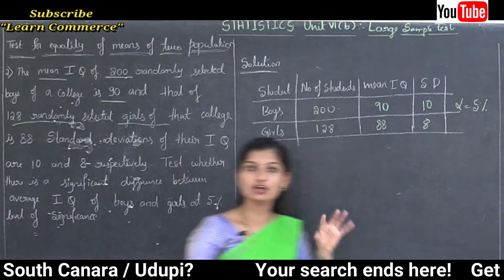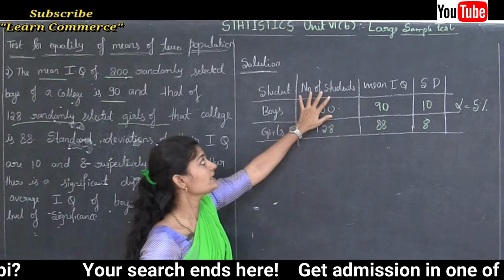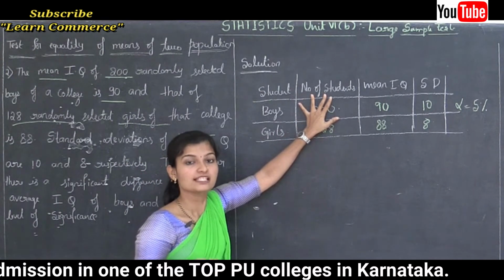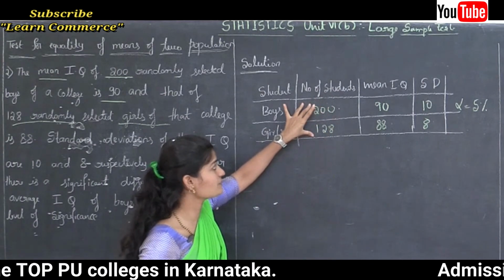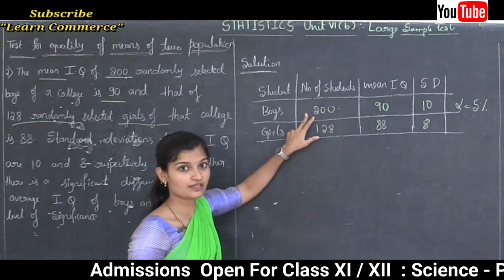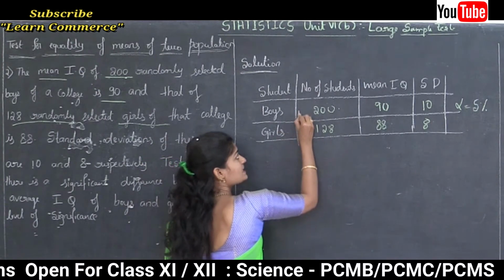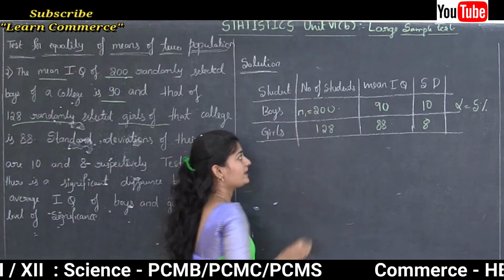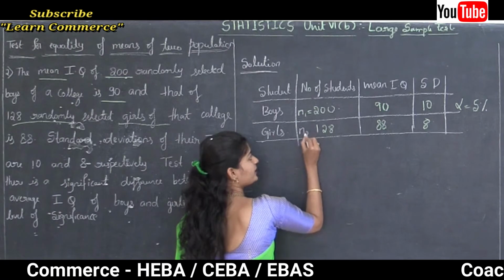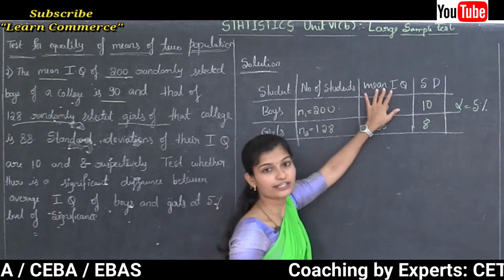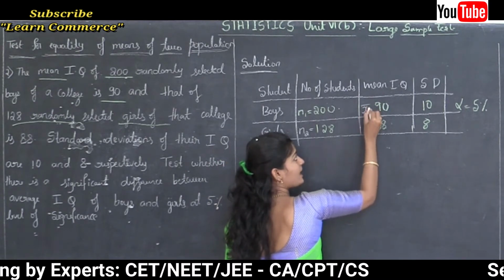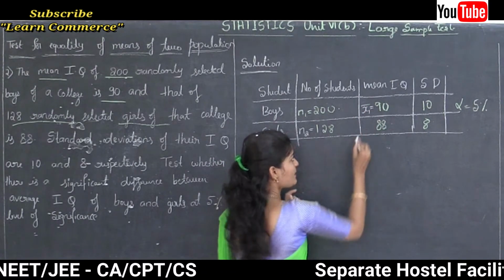See here, two sets of observations are given. We know that the number of students is the sample size. Sample size is denoted by small letter n. Here two sets of observations are there. For our convenience, I will consider the first set of observations. Sample size is denoted by n1 and the next set of observations by n2. Then the mean is denoted by x bar. Here two sets are there, so the first set is x bar 1 and the other set is x bar 2.